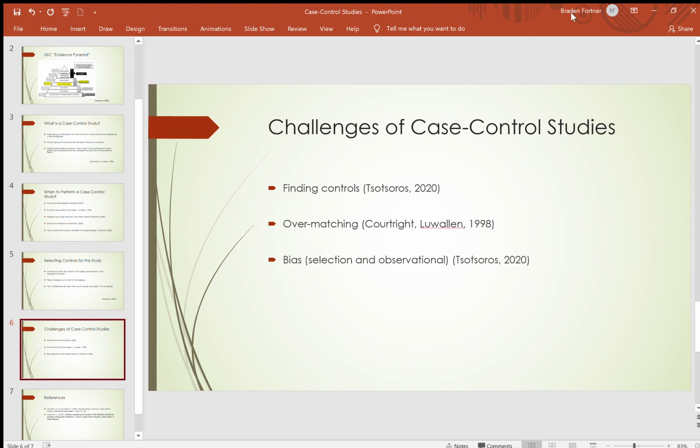And lastly, we have bias. In case control studies, we have selection bias, which is bias in selecting participants for the study. And then we also have recall bias, which is where the people in the case group are more likely to remember exposure than the controls, which can throw off the frequency of the results. So people in the case group will more easily recall or remember the exposure that they had, more so than the control group will.